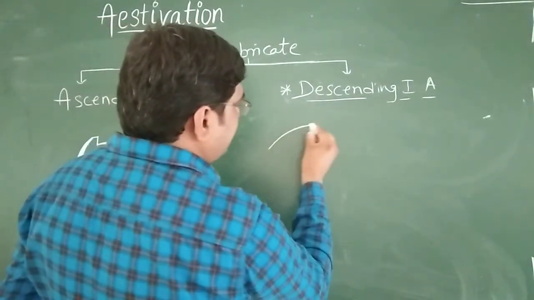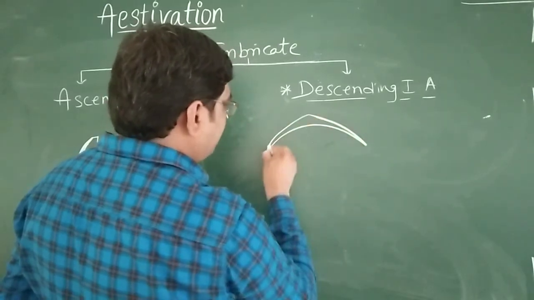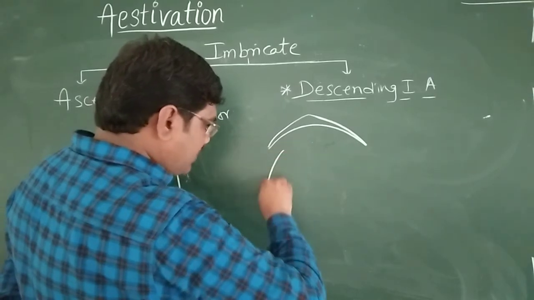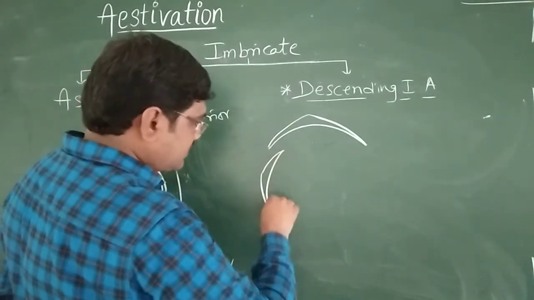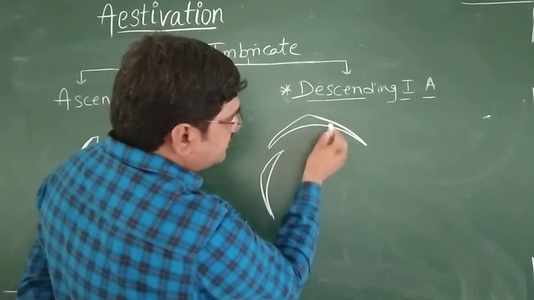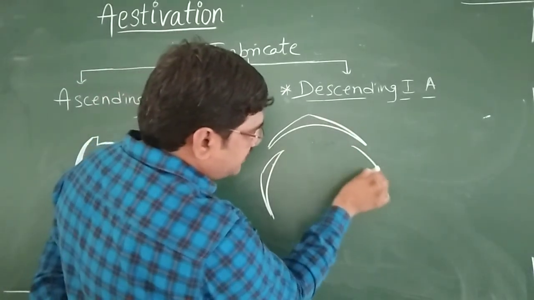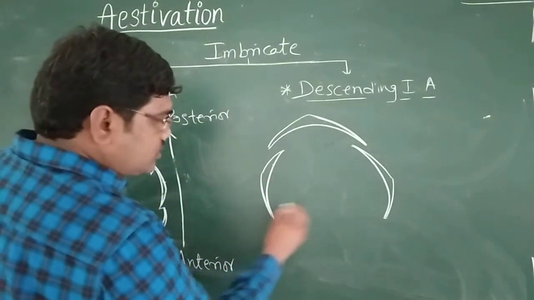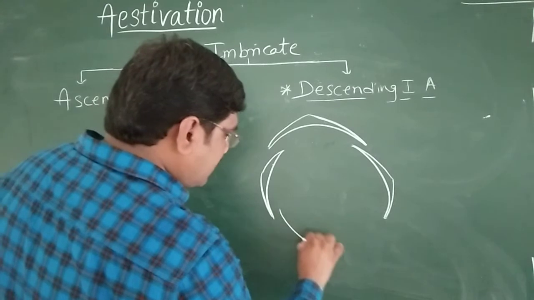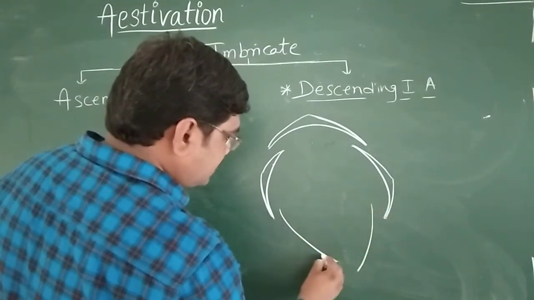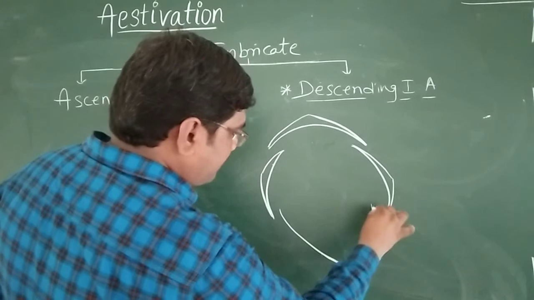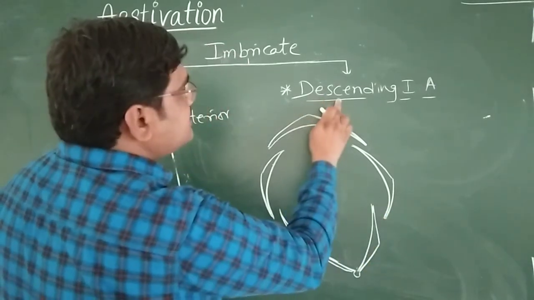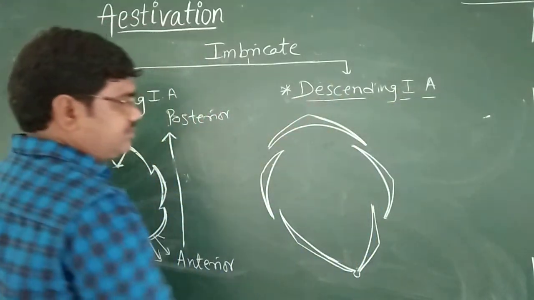So what is the diagram of descending imbricate? See, this is one petal. This petal is overlapping the next two petals. This is one petal, and this petal is overlapping the next two petals. Again these two petals are overlapping the next two petals. This type of arrangement is called descending imbricate aestivation.